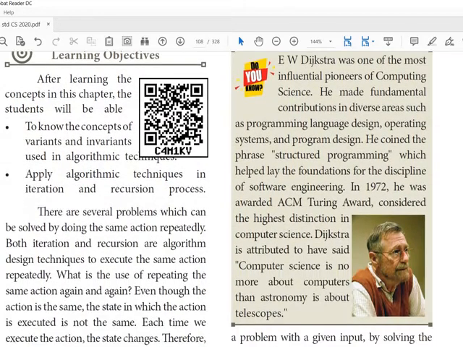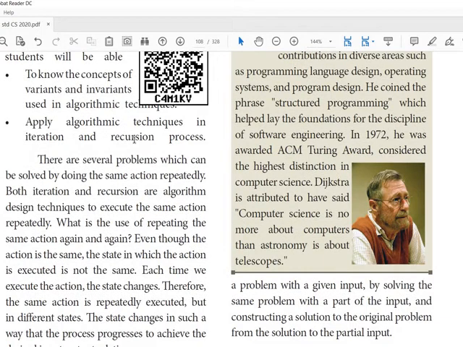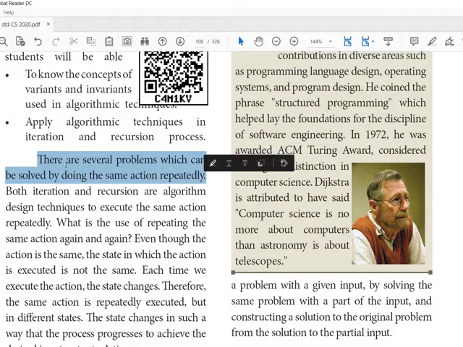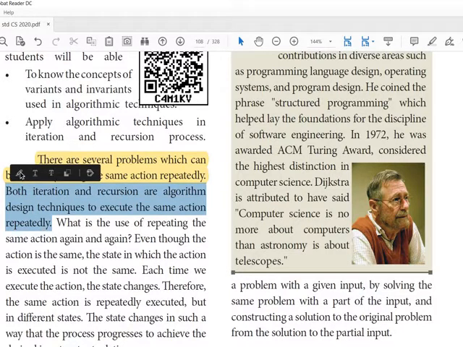As we know, iteration is a set of statements that is going to be repeated many times. There are several problems which can be solved by doing the same action repeatedly. Both iteration and recursion are algorithmic design techniques to execute the same action repeatedly. Note the point.